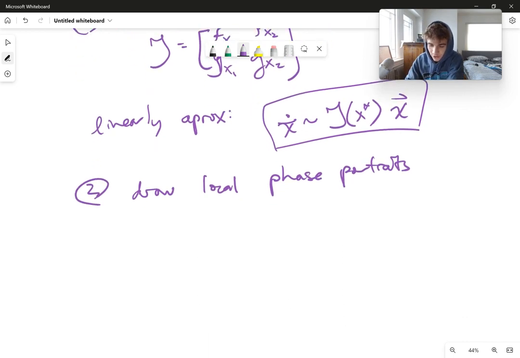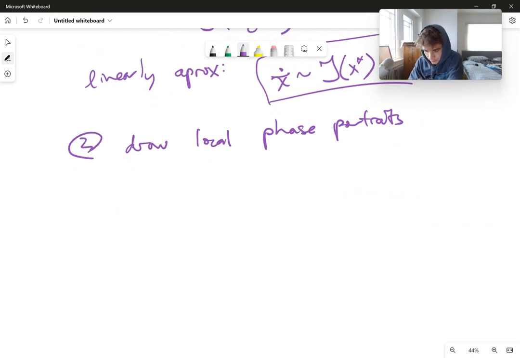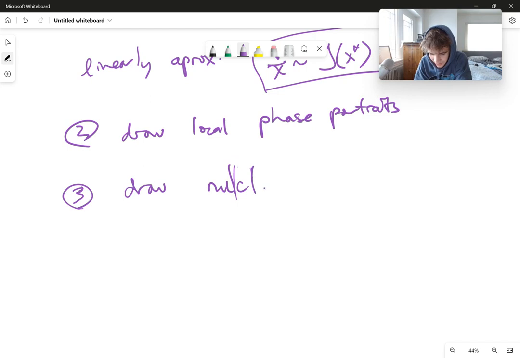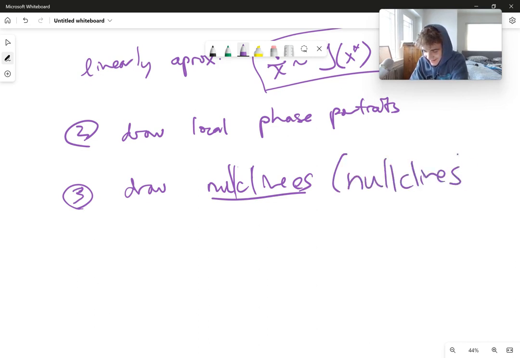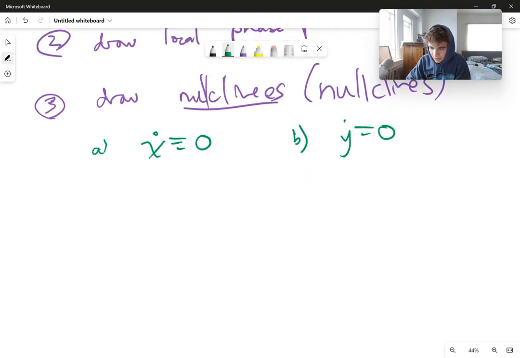All right. So the next step is to draw local phase portraits around the fixed point, and then the third step is to draw null lines. Null lines are essentially the lines given by x dot set to 0. So this is line 1, and then line 2 is y dot is equal to 0. Both of these will give us some lines in our phase space.